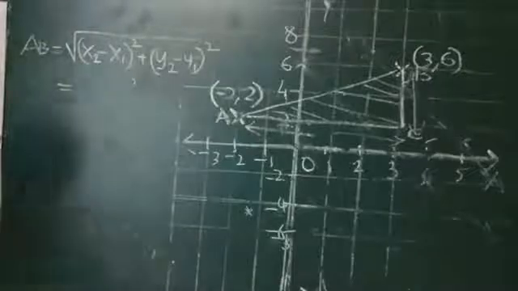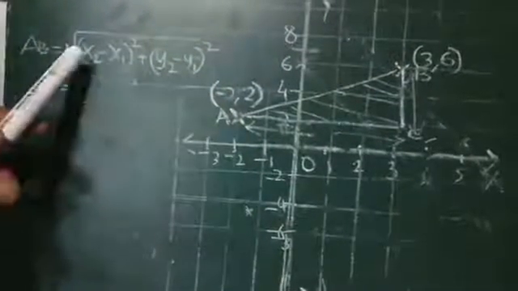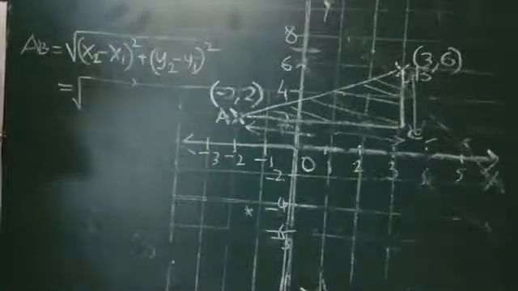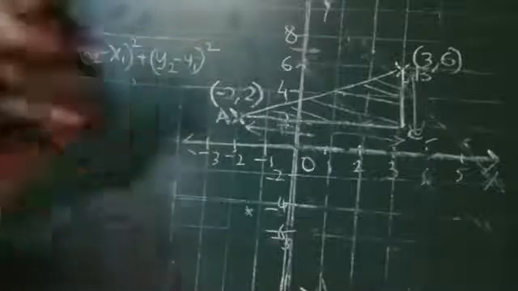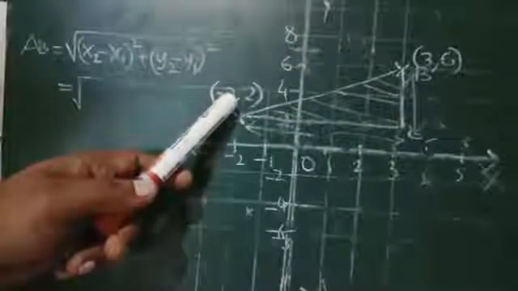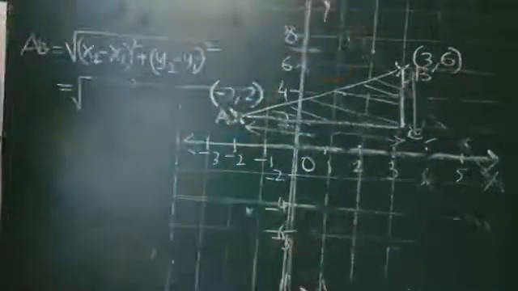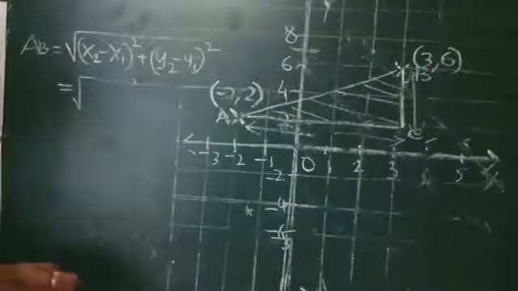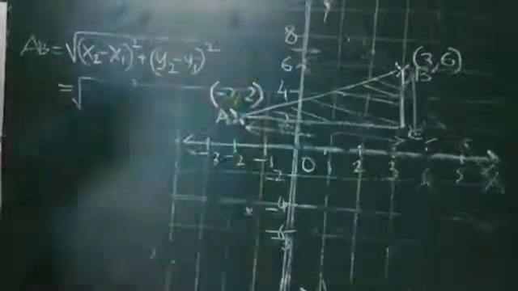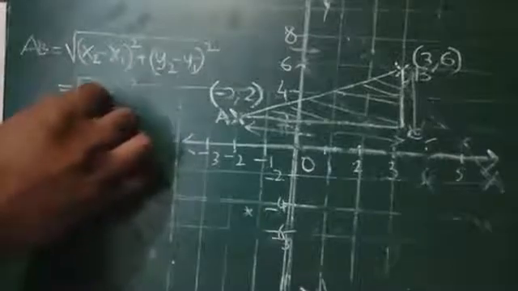Okay, that is under the root. What do you mean by x2 minus x1? x2 minus x1 means the difference of x. Find the difference of x. What is x here? 3. Here it is minus 2. So what is the difference from 3 to minus 2 or minus 2 to 3? How many units are there? Yes, there are 5 units. Or we can do 3 minus minus 2. We get it as 5.